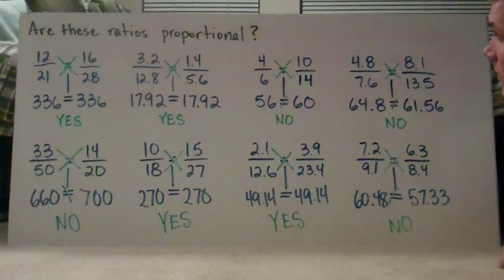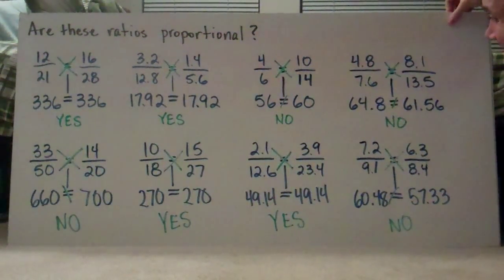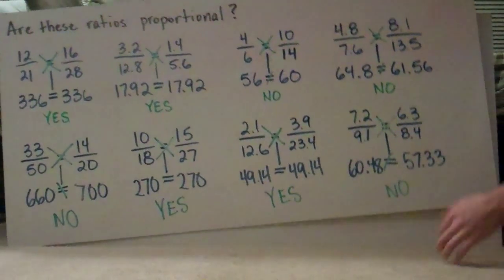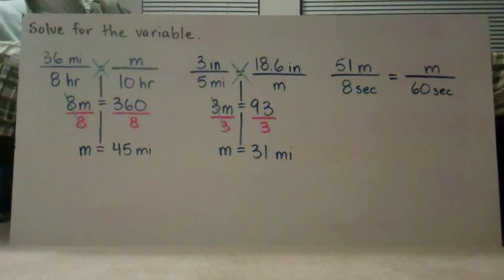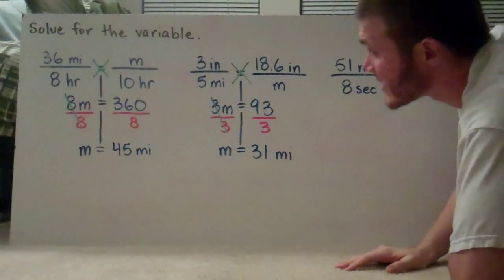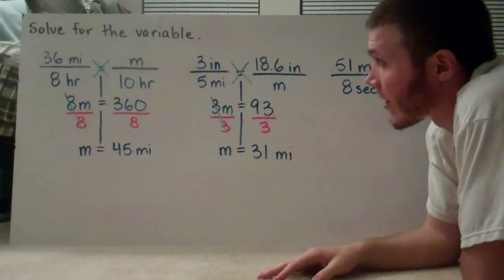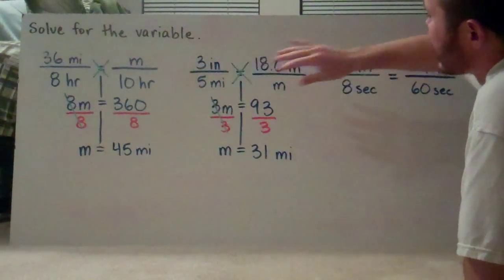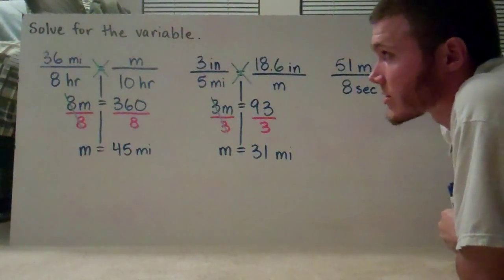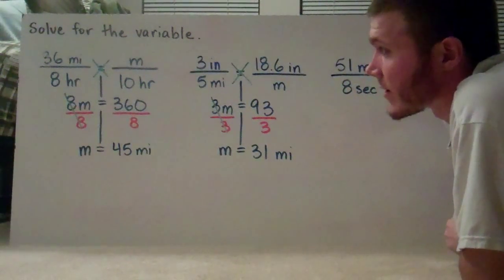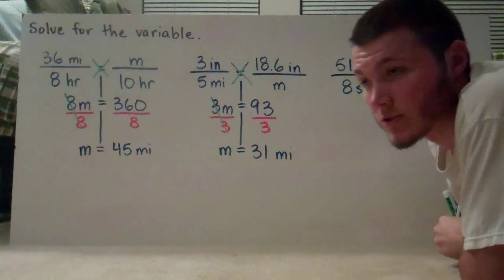Alright? That's that. And the last thing I want to go over with you guys before this video is over is teach you how to solve for a variable when you're dealing with two ratios. Alright? And really this is very similar to questions you're going to have to deal with when you're dealing with word problems and ratios. Okay?